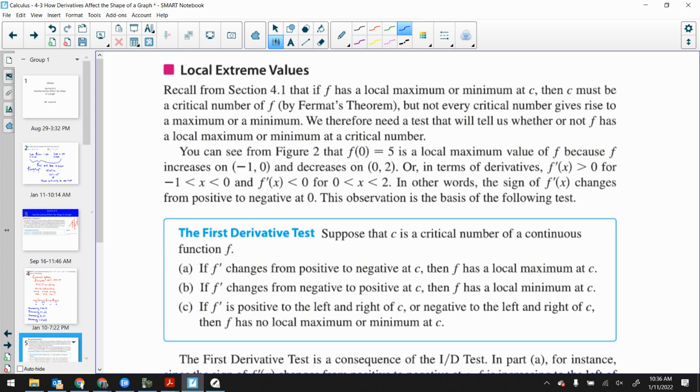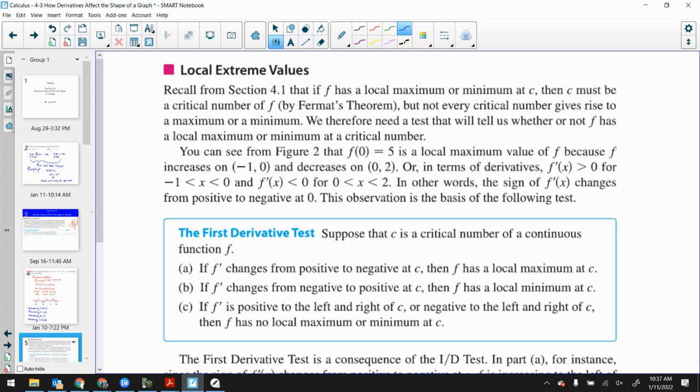That is what's called the first derivative test. You say, okay, suppose that c is a critical number of a continuous function. We just found the critical points, right? It was 0, -1, and 2, right? If f prime changes from positive to negative on the left and right side, if it goes from increasing to decreasing, if it goes from positive to negative at c, then f is obviously a local maximum. If it's increasing and then starts to decrease, then it's got to be a local maximum.